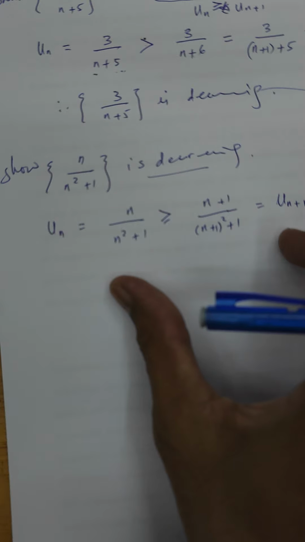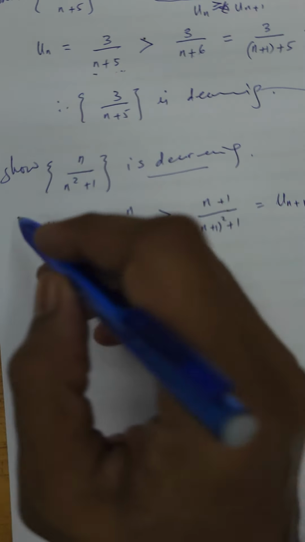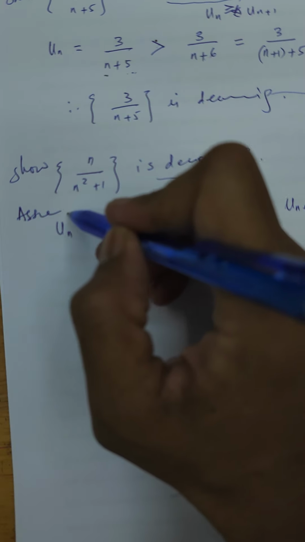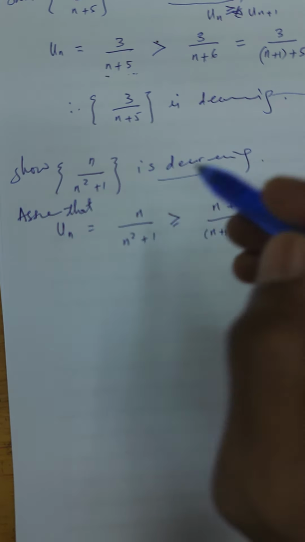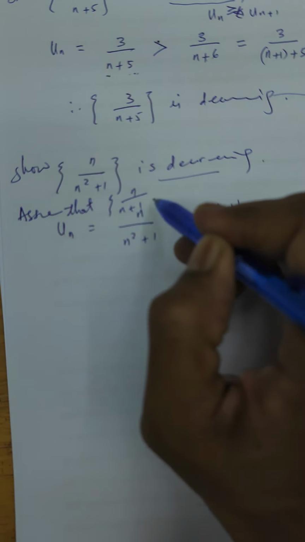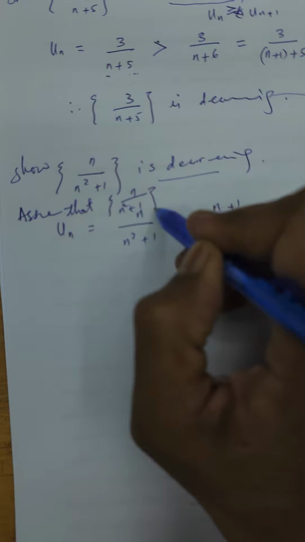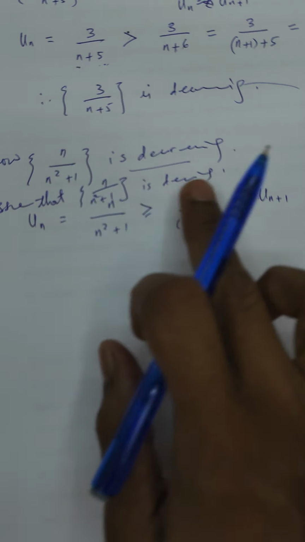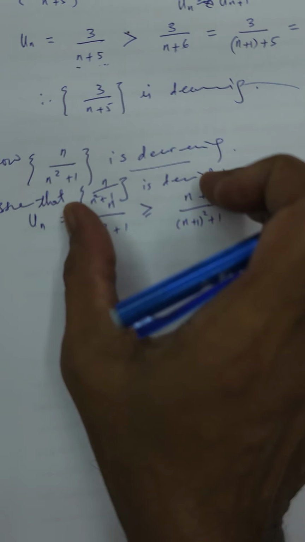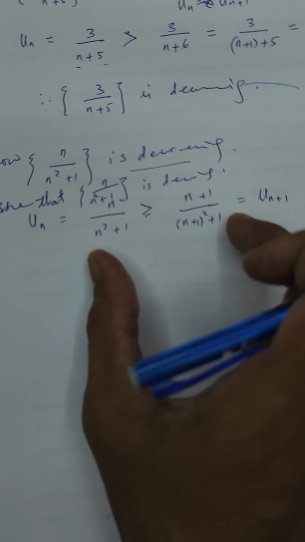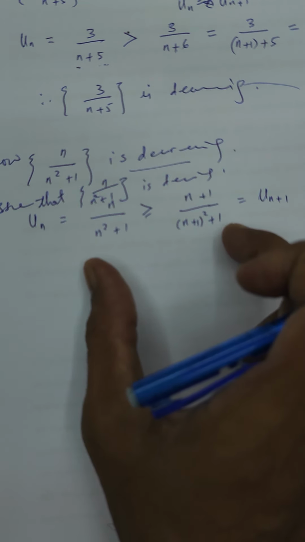So in order to do this, let us assume, or suppose, that the sequence u_n = n over n squared plus 1 is decreasing. We suppose that this sequence decreases, which means that if it decreases, it must satisfy this relation.